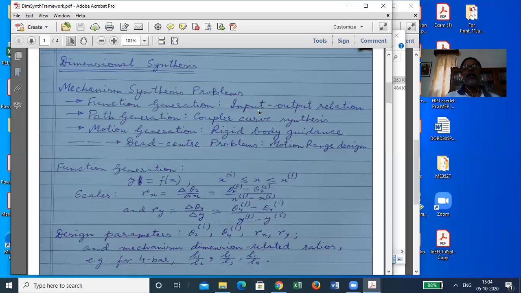And the third is motion generation. Now, for a body, you are not interested in just one point traversing something.